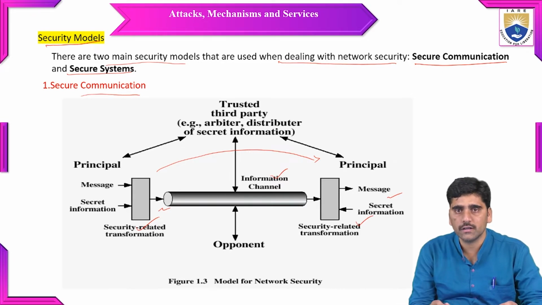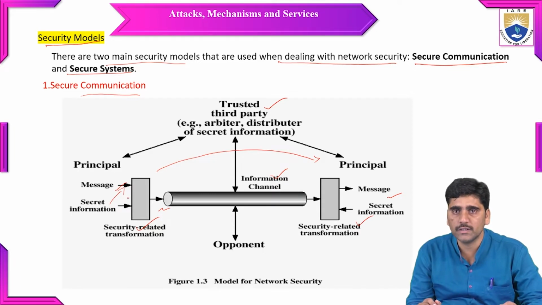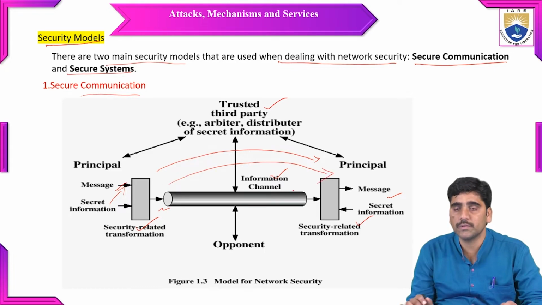What you are trying to send here is a message, from source to destination. At the time of transferring, you are not going to expose the message content to other users. So the message is only handled by the trusted third party. They apply secret information or a secret mechanism on that message. After applying the secret information, the message reaches the destination with the help of this information channel. Once the message is ready with the secret key, it is delivered to the destination.